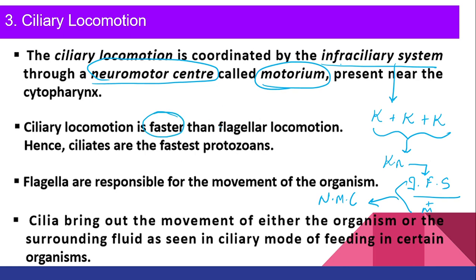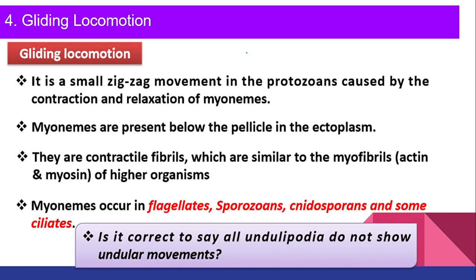Ciliary locomotion is faster. During the differentiation of cilia and flagella, we have seen that flagellar locomotion is slow as compared to the cilia, right? Now flagella are responsible for the movement of organisms. Cilia bring about the movement of either the organism or the surrounding fluid, as seen in the ciliary mode of feeding. For example, in Paramecium, when the cilia move, the fluid moves and the food present in the fluid moves towards the Paramecium, right?